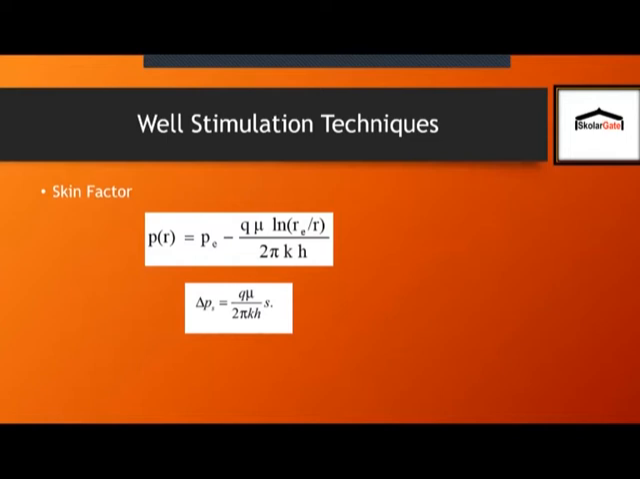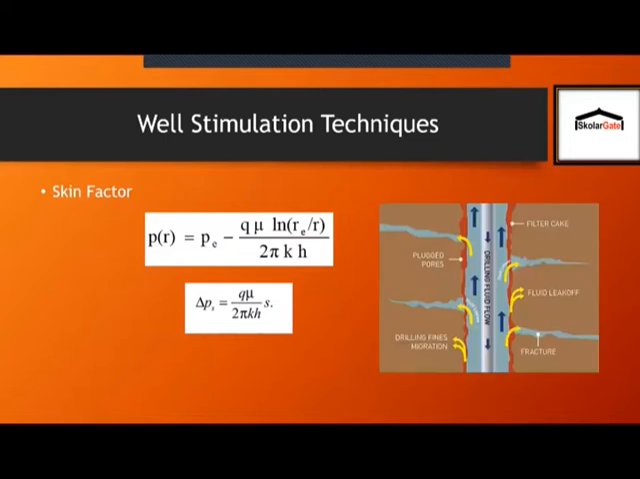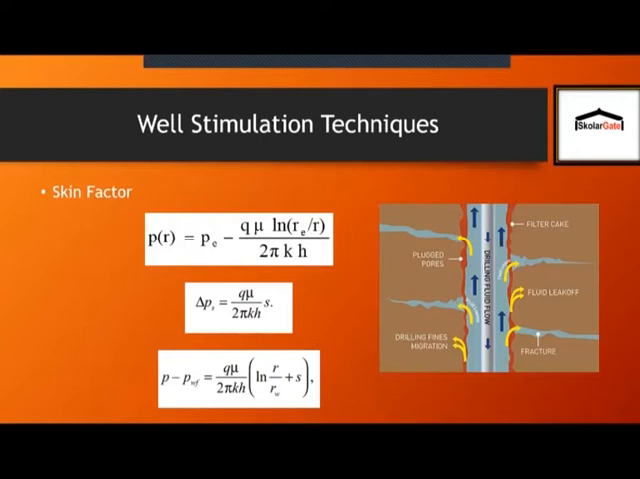An additional difference in pressure in the original equation of Darcy's law. So when we add the additional difference in pressure, what do we have? We have the final equation that you see there, that plus S. The plus S is the plus skin factor.